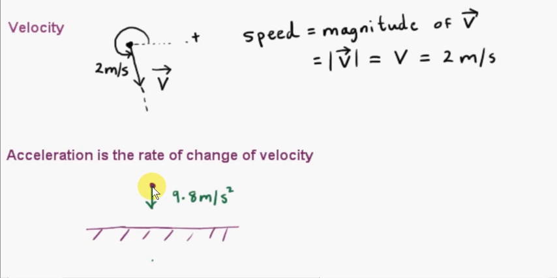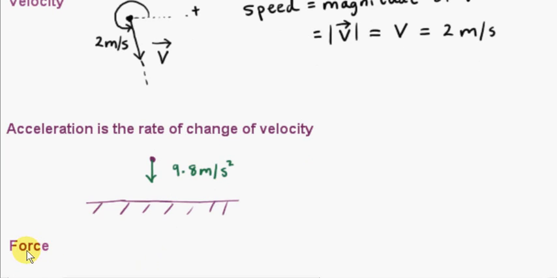Also, that acceleration vector is actually constant. So even when the object has fallen to this position here, the acceleration vector hasn't changed. It's still 9.8 meters per second squared. Anyway, we'll discuss acceleration in much greater detail later.